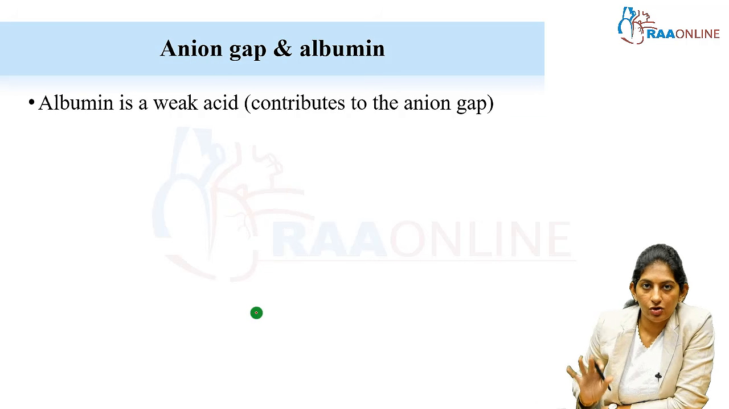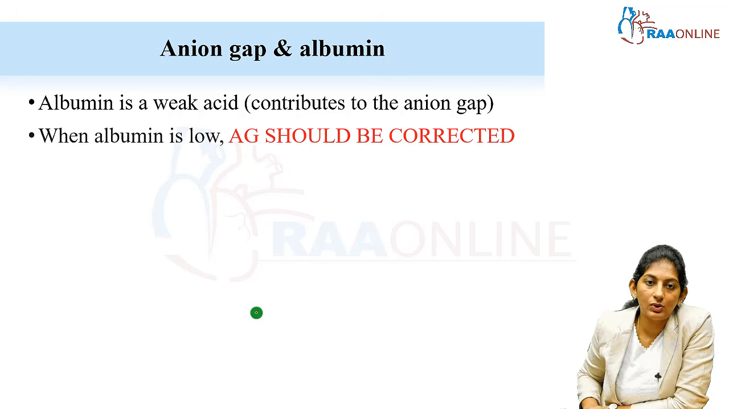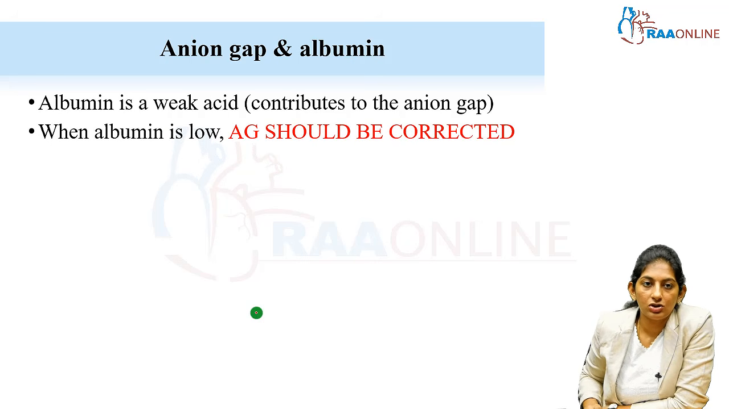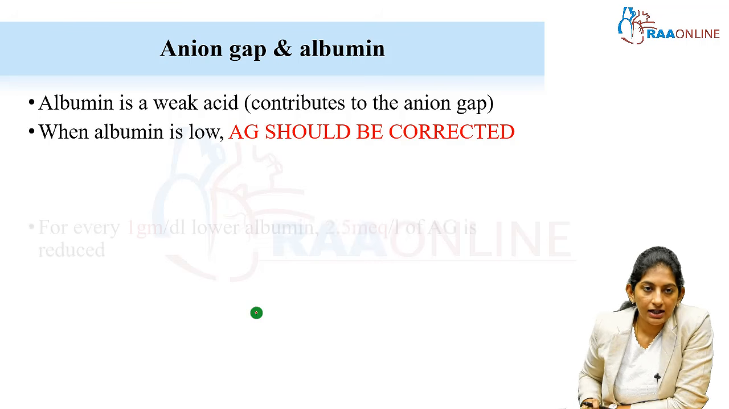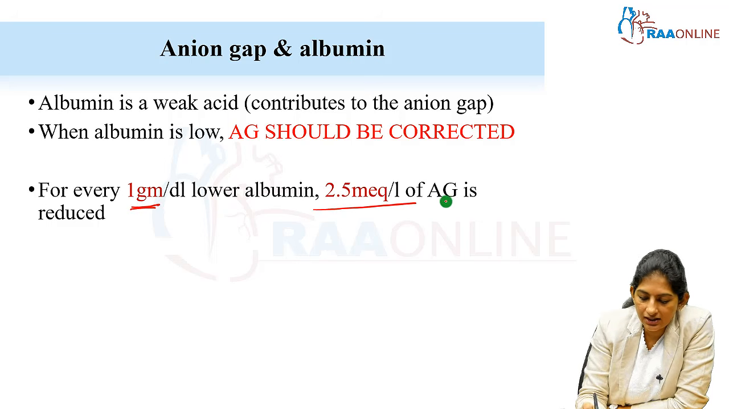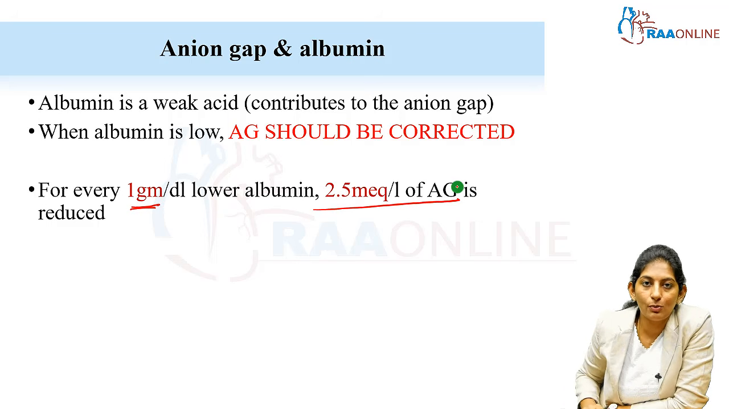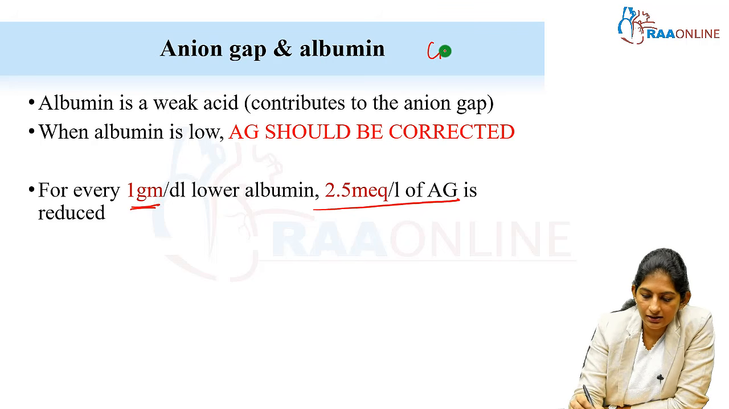I am not going to explain what the anion gap is because we have already seen it in another presentation. I just want to tell you that there is a concept called the corrected anion gap. If the child is hypoalbuminemic, that is, the albumin is low, then we have to correct the anion gap because albumin contributes to the anion gap. For every 1 gram that albumin is low, you have to reduce the anion gap by 2.5. That is very, very important. So this is the corrected anion gap.